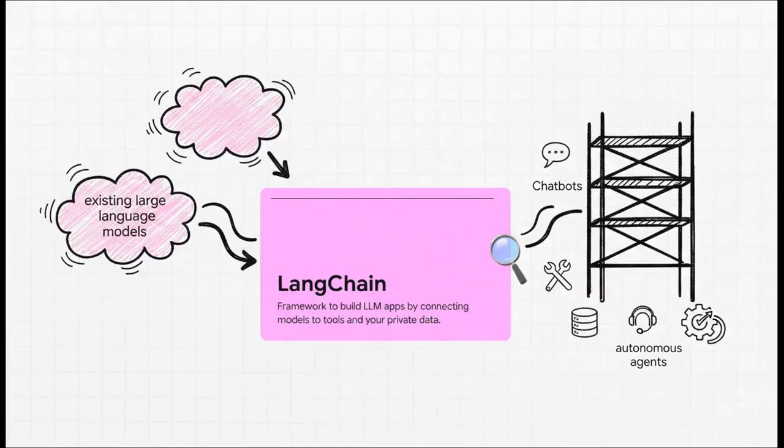To really get LangChain, we have to anchor ourselves on what it actually is. It's not an AI model itself. It is a framework. It basically acts as the connective tissue bridging existing large language models, think OpenAI or Anthropic, to the real world. Think of it as the scaffolding that lets you build chatbots, autonomous agents, and data-aware systems by plugging these powerful models directly into your specific tools and your private data.